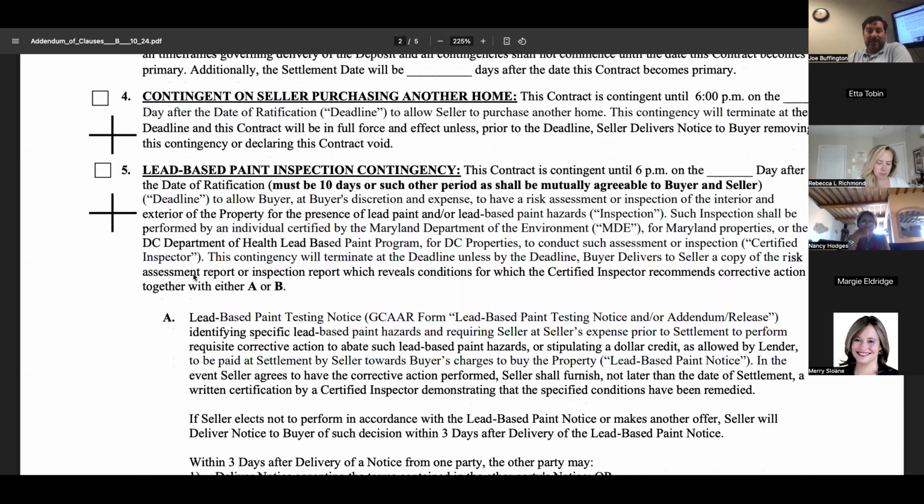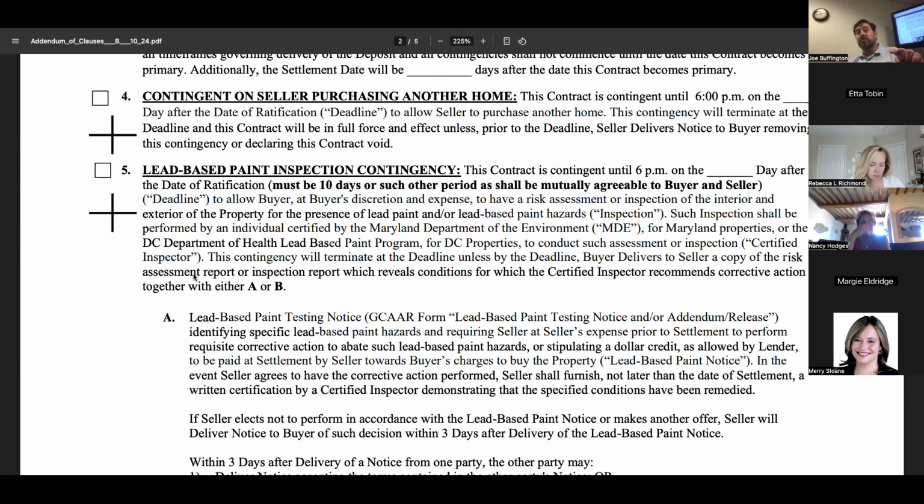Yes, thank you. Four, contingent on seller purchasing another home. This contract is contingent until such and such for the seller to purchase another home. And I like "purchase." This isn't a capital P, so this is not a defined term. So is purchasing getting under contract? Is purchasing getting under contract and clearing contingencies? Is purchase getting under contract, clearing contingencies, settling on the property? Depending on your negotiating ability for your seller, you have the ability to push this out.